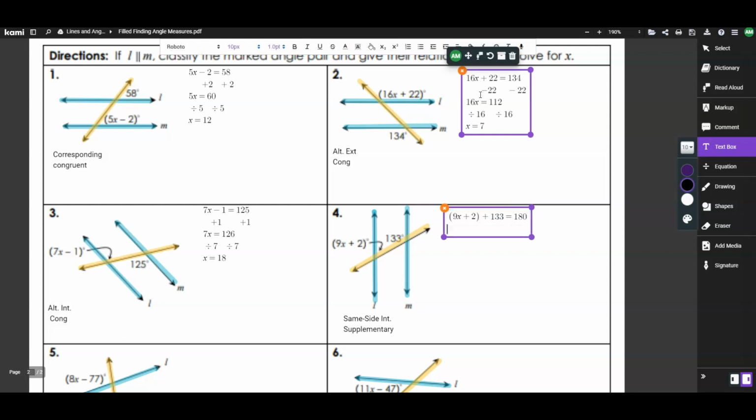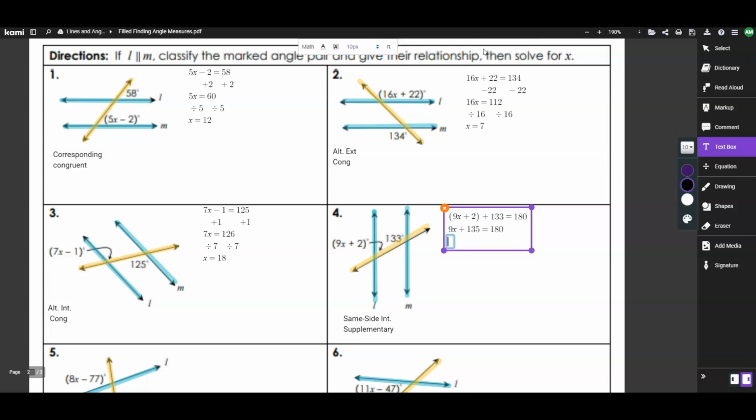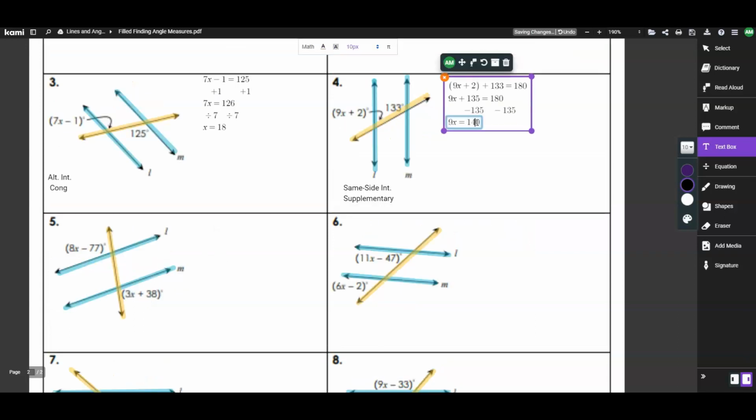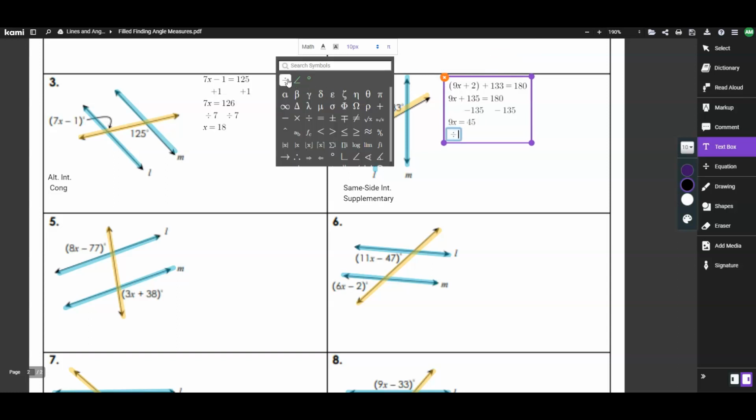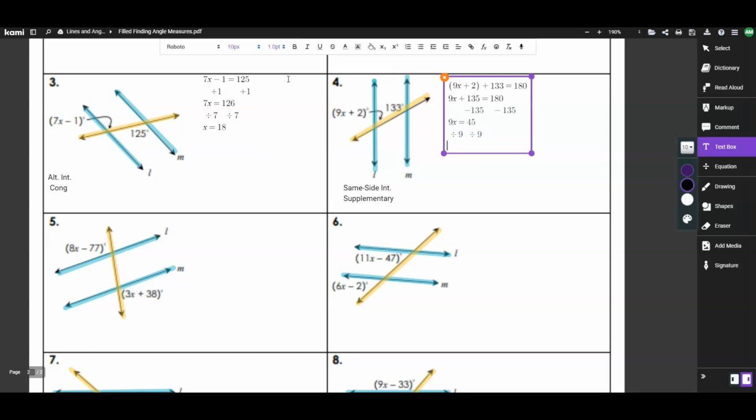We're going to combine like terms. So we have 9x plus 135 is equal to 180. We're going to subtract the 135 from both sides, which leaves us with 9x equals 45. If we divide both sides by 9, we are going to find that x is equal to 5.